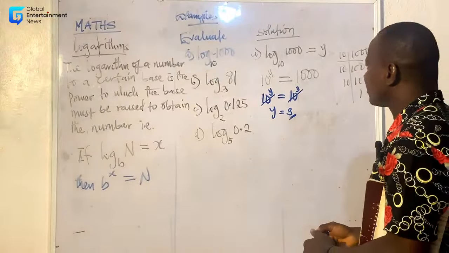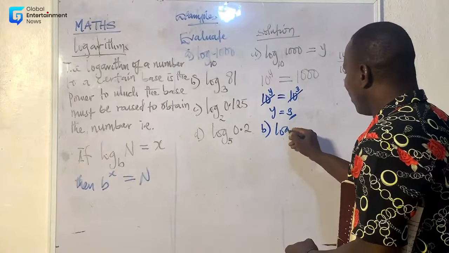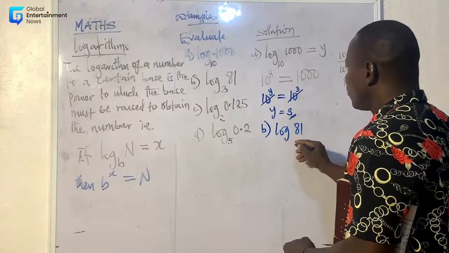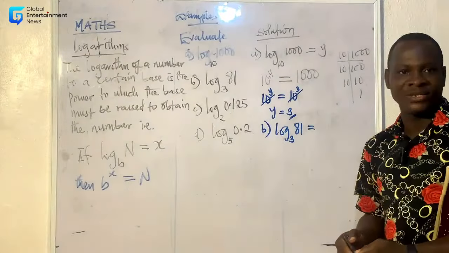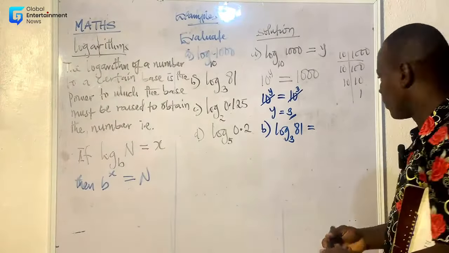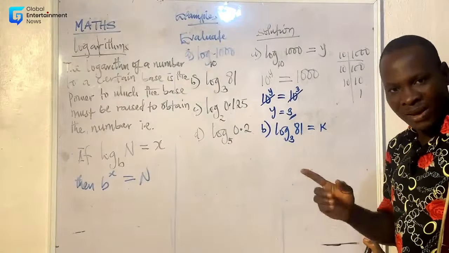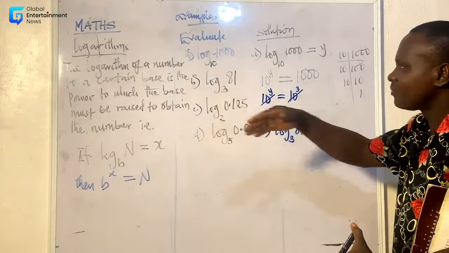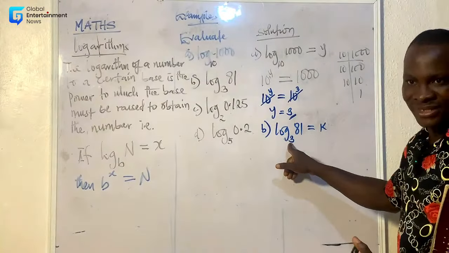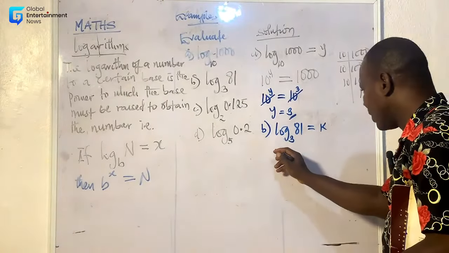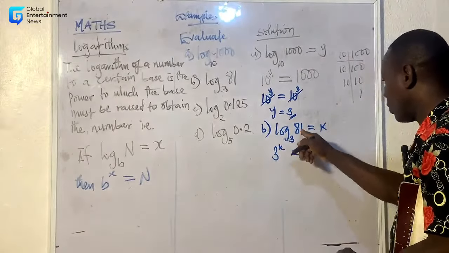Now, let's look at the second question. The second question says we have log 81 base 3. Okay, which letter do you want us to use? Somebody say K. Okay, K is equal to K. So what do we do now? Remember, according to the definition, the base must be raised. And what is the base? 3. The 3 must be raised. So definitely we are going to have 3 raised to power K, all is equal to the log.